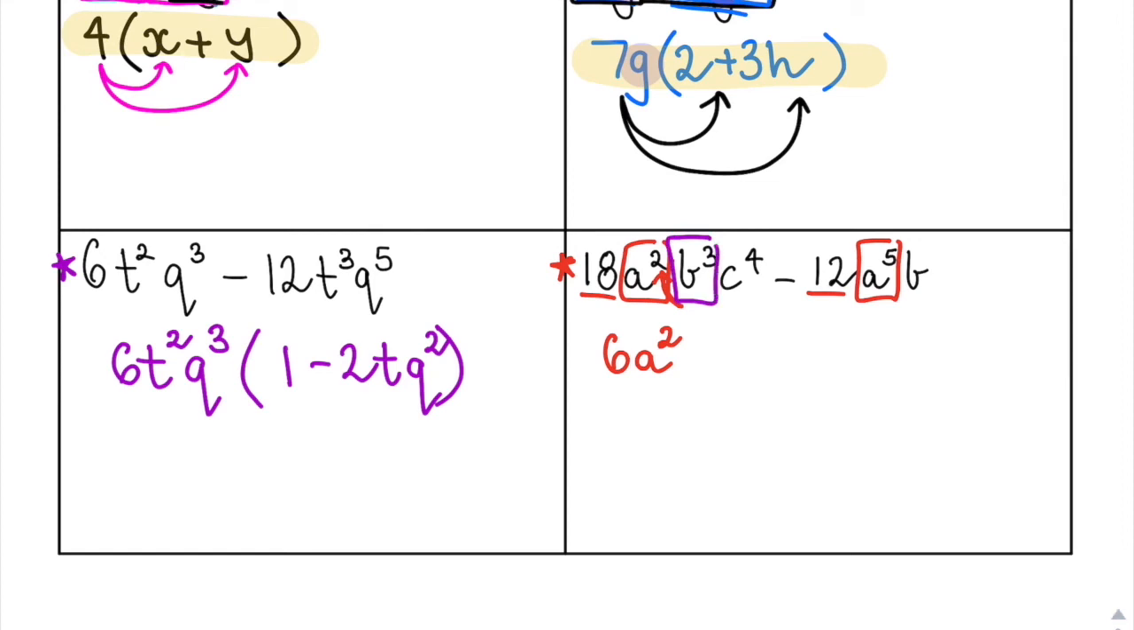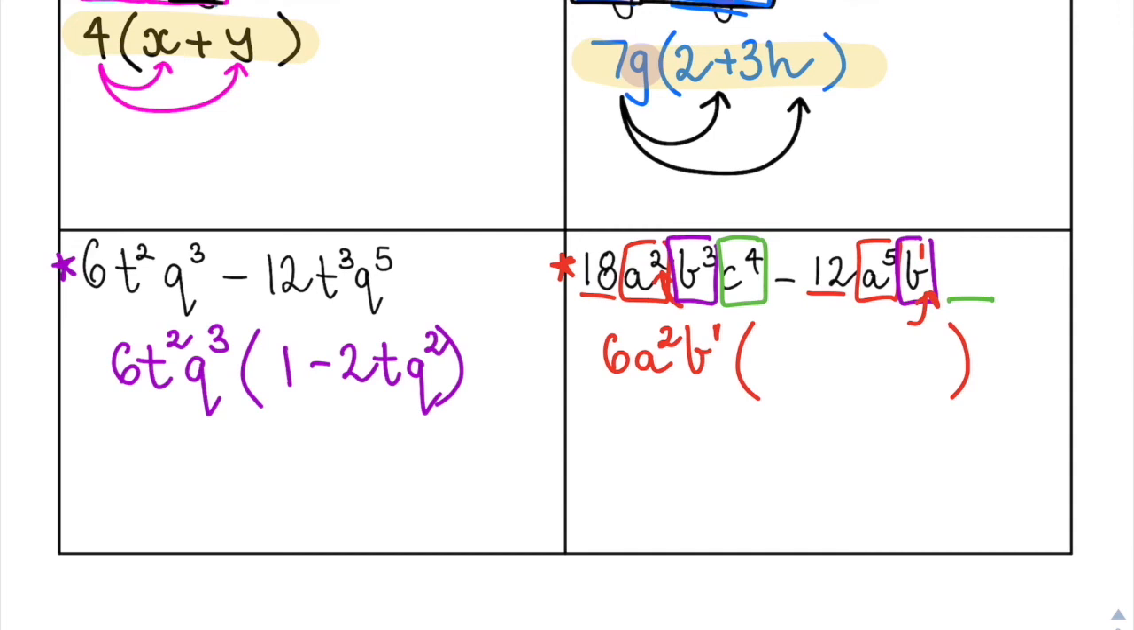Each term also has some b's, so let's pop a b out the front. The smallest power is the power of 1. We can't see it there, but really that's b to the power of 1. So we've got a b to the power of 1 out the front. The first term also includes c to the power of 4. However, that doesn't occur in the second term, so we can't take that out the front as a common factor. That means it's time for us to open up our set of parentheses.